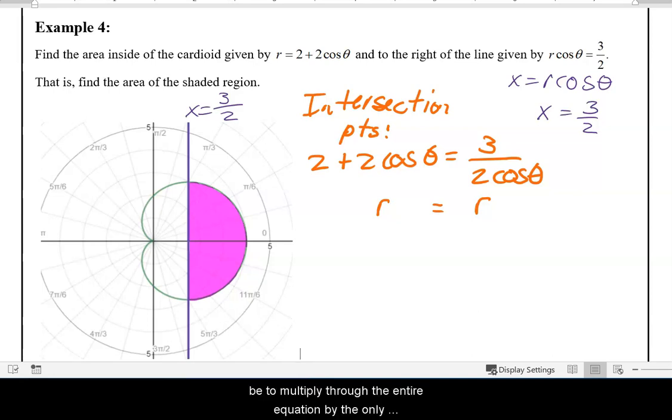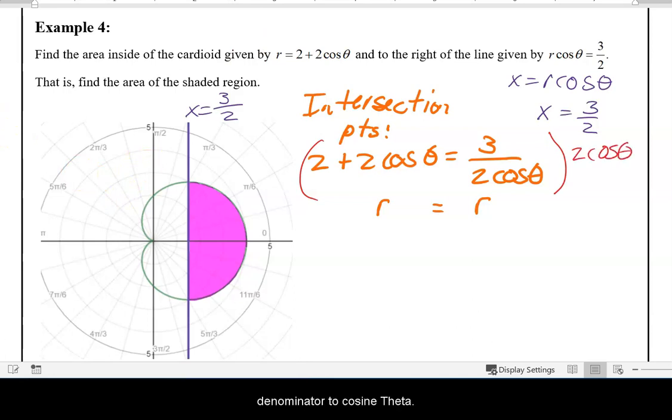the entire equation by the only denominator I have other than 1. That's the 2 cosine theta. This will probably give me something that is quadratic in form, though not quadratic at all. If I do that now, what do you get? Let's multiply by the common denominator, the only denominator, 2 cosine theta.